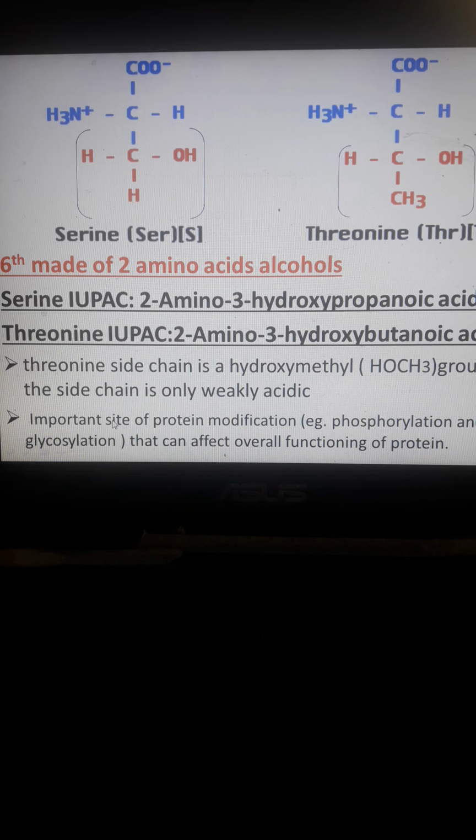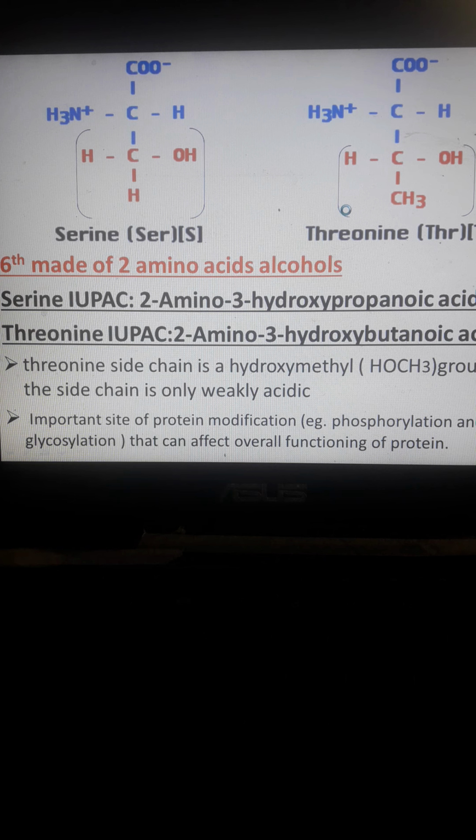Okay? Important side protein modification, phosphorylation and glycosylation can affect overall functioning of the protein. So, mga phosphorylation when you add phosphate group and glycosylation if you add a glucose group. So, pwede magkaroon ng changes sa structure ng amino acid.